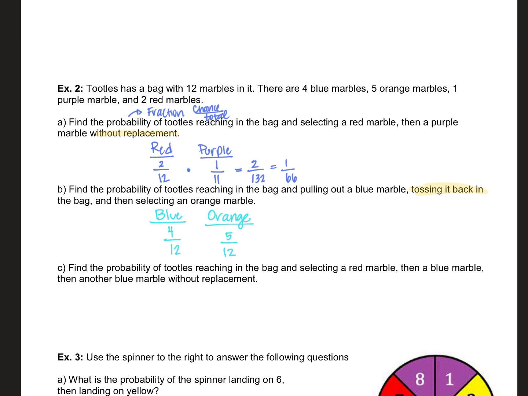Now again, this is a compound event. More than one event is occurring. So I'm going to multiply them together. And when I do that, I should be getting 5 over 36 as my probability.